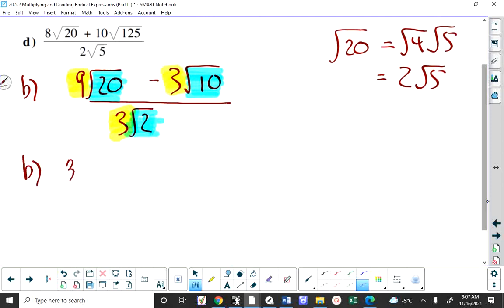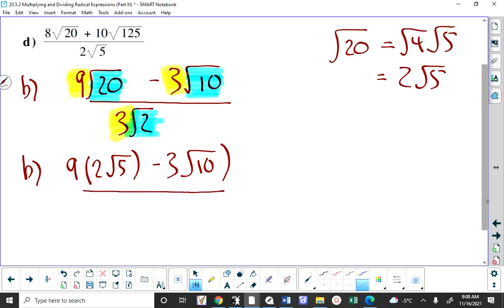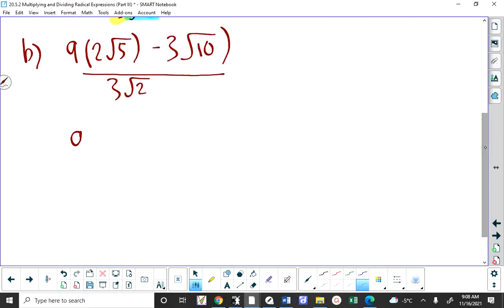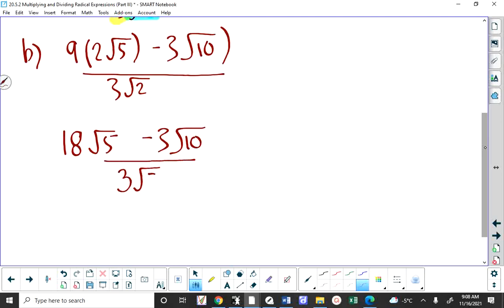So I get 9 times 2 root 5 minus 3 root 10 over 3 root 2, which gives me 18 root 5 minus 3 root 10 over 3 root 2. Does that look okay? You're fine there. Now, at some point, we have to divide those coefficients, right? So that 18 in front of the root 5, that 3 in front of the root 10, and that 3 in front of the root 2 can be simplified.